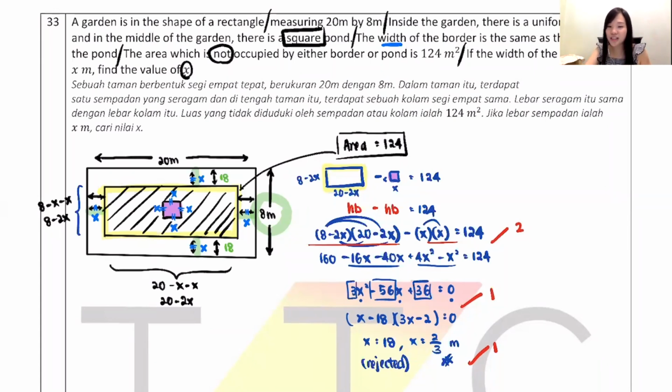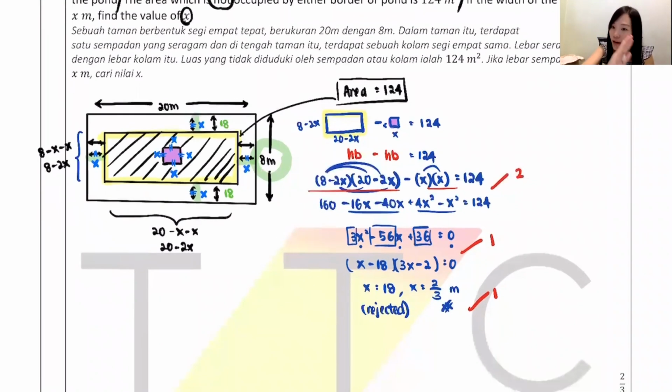Why do I need to write rejected? Because if you don't write rejected, you can put triple dot, x equals 2/3 meter. So you just need to tell the teacher that you want to choose 2/3. Either you write rejected to tell the teacher, I don't want 18, or you can put triple dot to tell the teacher that at last, you choose 2/3 meter.